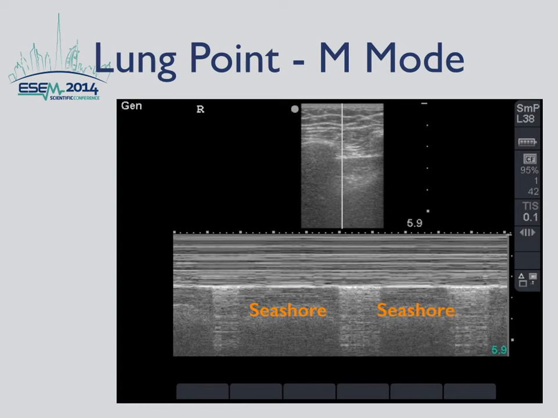The lung point can be demonstrated on an M mode with a still image by showing half of the image as a seashore sign and the other half as a barcode sign.